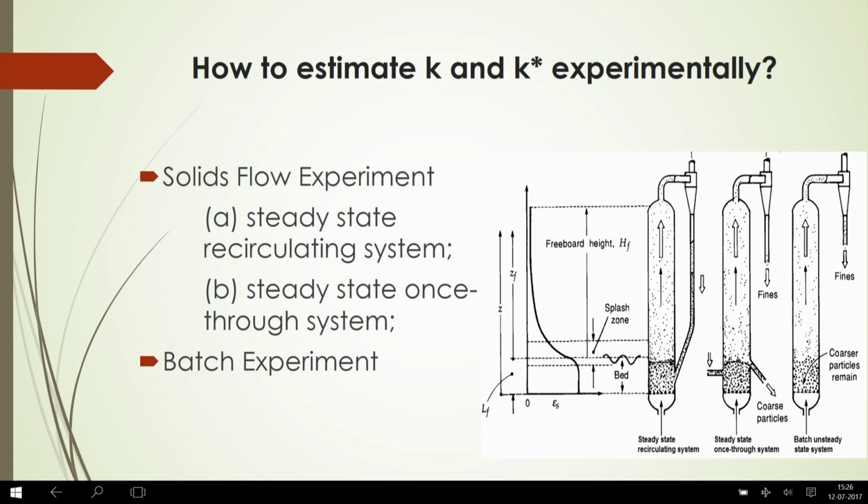Now, for solids flow experiments, one is a steady state recirculating system, and there is a steady state once-through system, and another important experiment is the batch experiment. You can estimate this elutriation rate by these types of experiment.